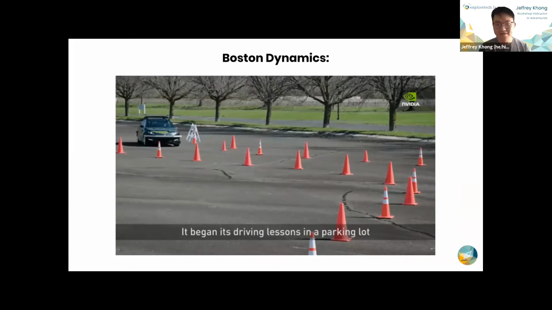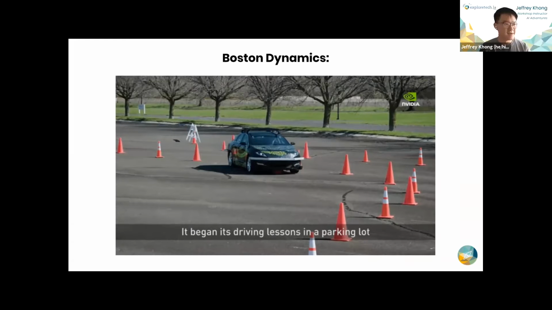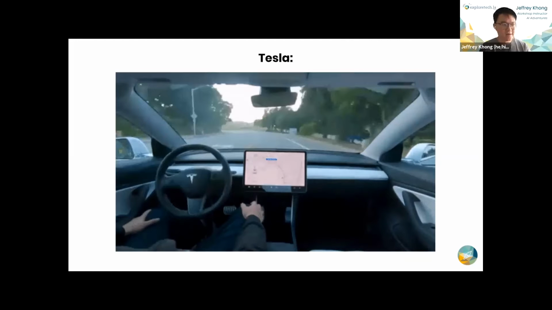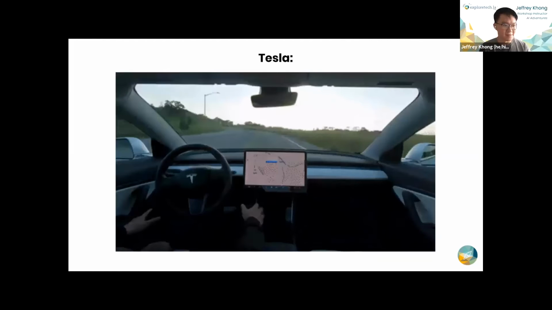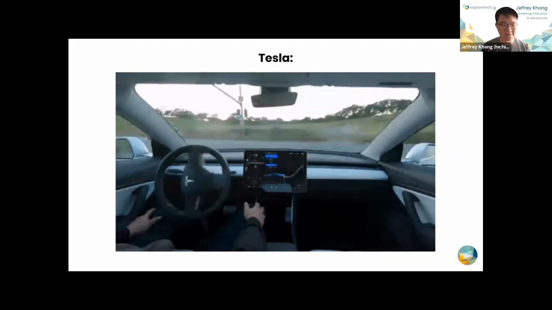And then also we have something like this, where we have this company, Boston Dynamics. Unfortunately, not Tesla. So this is one of its early trials, where a car is trying to learn how to drive in a parking lot, and it crashes into a cone pretty badly. And then, as someone mentioned before, we have something like Tesla, where after a lot of examples, it's able to completely drive on this road alone, and the driver isn't touching the wheel at all.